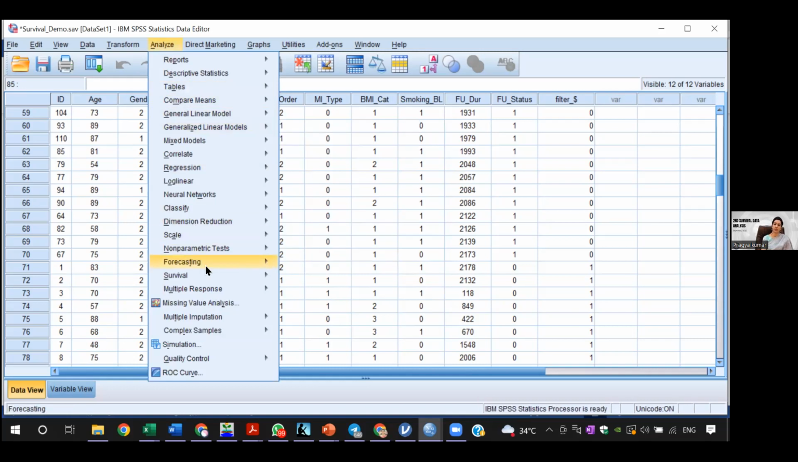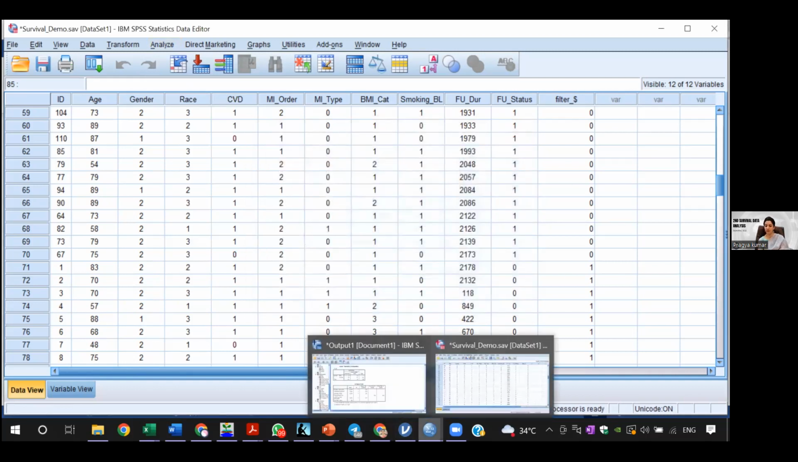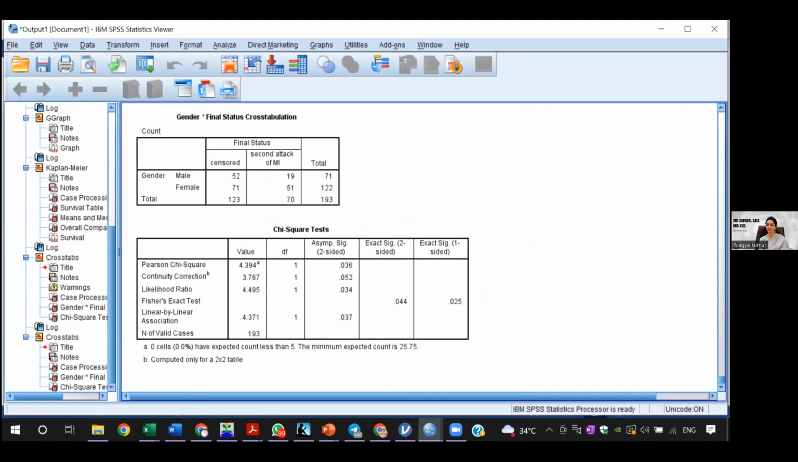So go to analyze again, and then Kaplan Meier, we have the output, I guess. So we can again see that only. So let me go to the output. I'll go up.